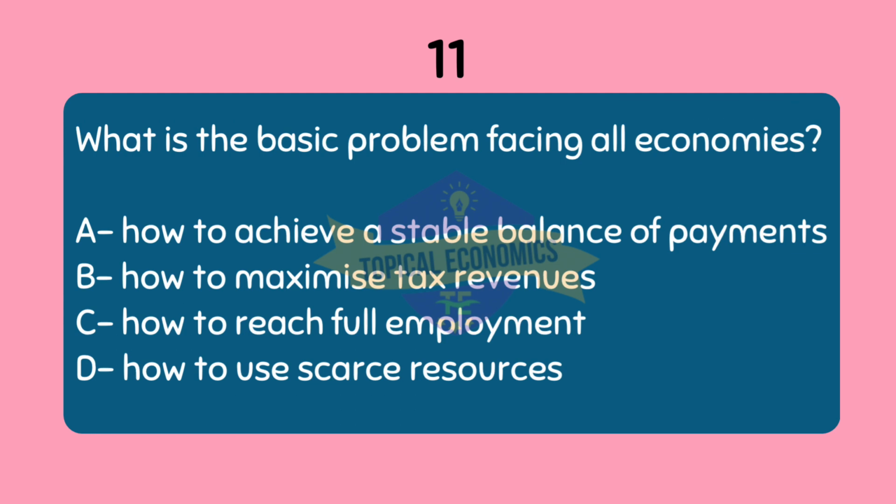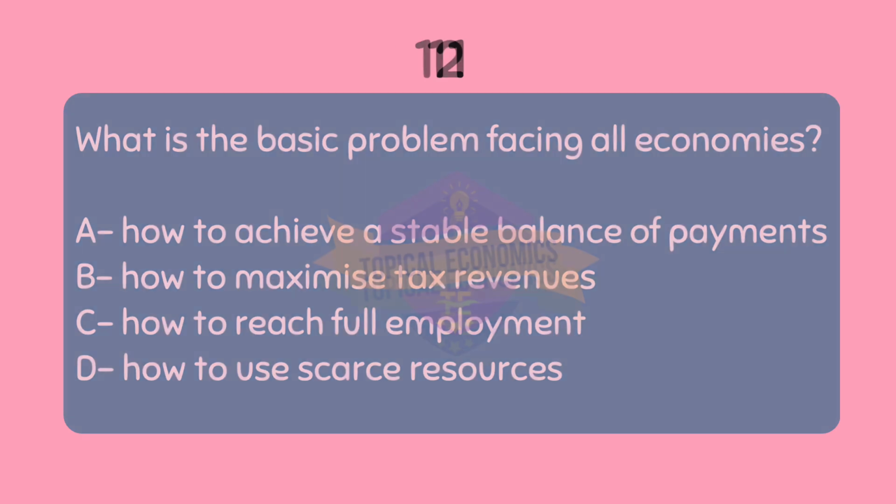The basic problem facing all economies is how to effectively allocate and use scarce resources to meet the unlimited wants and needs of society. This scarcity necessitates choices and trade-offs in resource allocation. When we look at the other options. Option A, how to achieve a stable balance of payments, is a specific economic issue but not the fundamental problem. Option B, how to maximize tax revenues, pertains to fiscal policy but does not address the core issue of scarcity. And option C, how to reach full employment, is an important economic goal but is not the basic problem related to resource allocation. Moving to the 12th question.